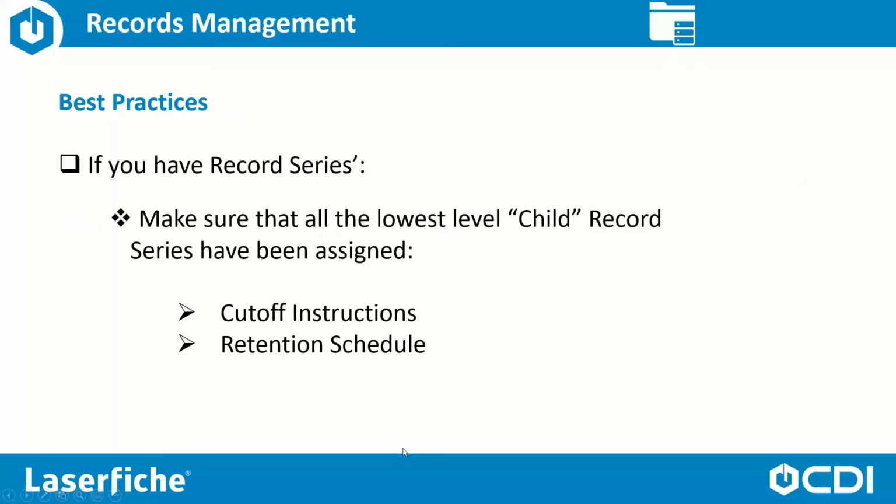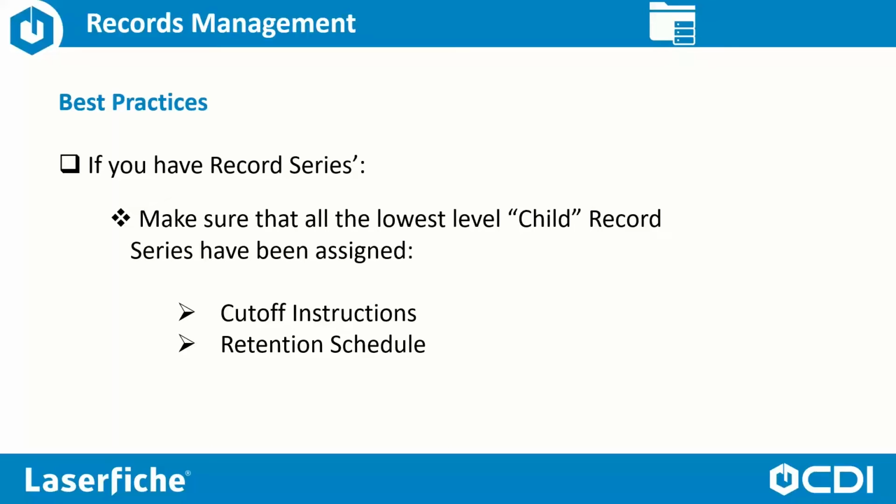All right. So some best practices in my experience is, if you have a record series, and we'll take a look at a record series in Laserfiche shortly, there are potentially a top-level record series and then some record series below that. And then there could be a record folder, not a record series, but a record folder at that level, or another child record series. But at that record series level, the lowest level child record series, there should be a cutoff instruction and a retention schedule assigned to that.